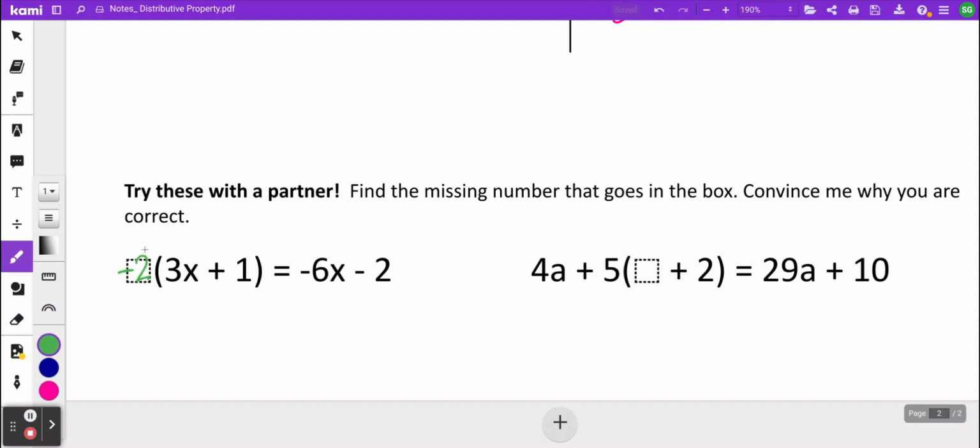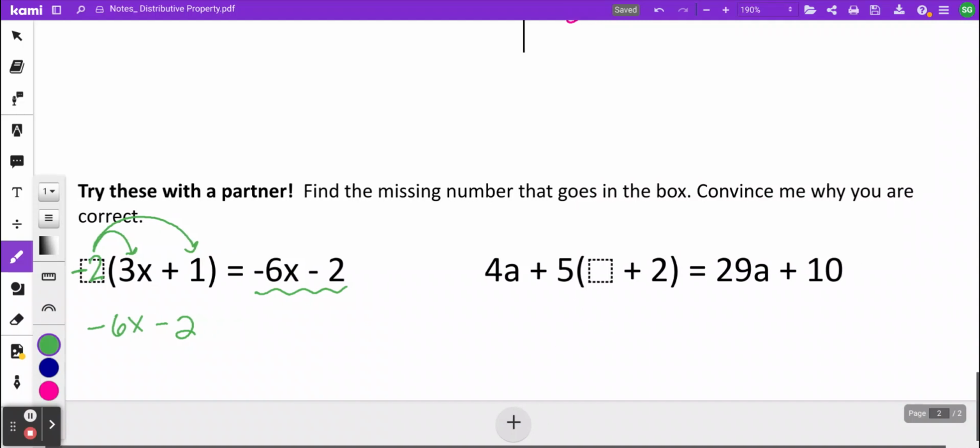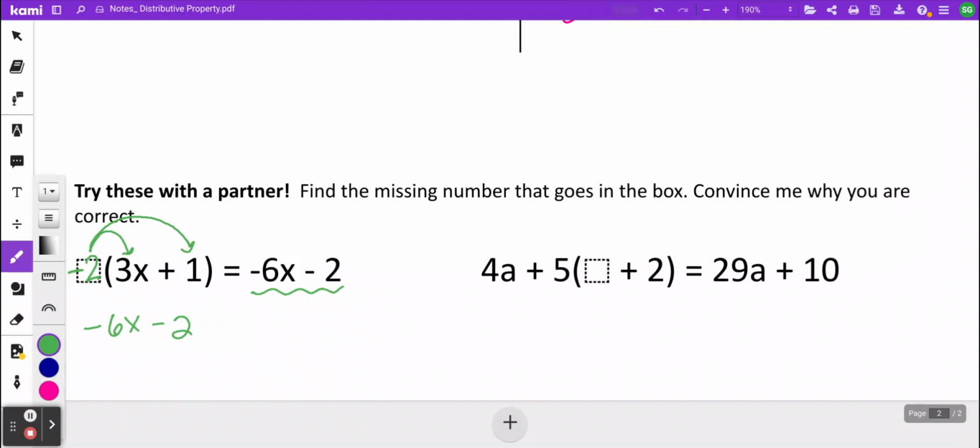I know I'm correct now because negative 2 times 3x would give me negative 6x, and negative 2 times 1 would give me negative 2. And that's what we've got over here. So we must have gotten it right. Now the second one here, oh my goodness, there's a lot more going on. I see I've got a multiplication problem, and we also have that 4a that's being added as well.